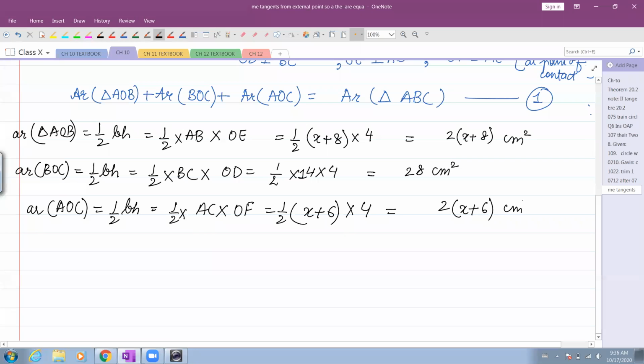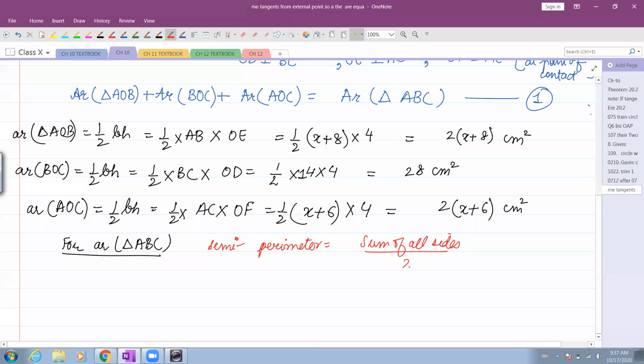This is what we have for the third triangle on the left hand side. Now I'm going to find out the area of the whole triangle. Now for the whole triangle, I have to use Heron's formula, so that this might take a little longer than the way it did for the parts of the triangle. Now for area of triangle ABC, I'm going to use Heron. So first thing I want to do is I want to find out the semi-perimeter. So semi-perimeter will be given by sum of all sides divided by 2. The sides are x plus 8, x plus 6, and 14. This complete sum divided by 2.